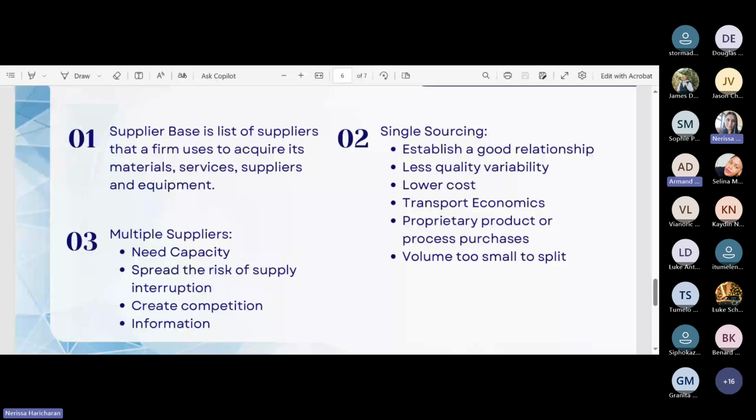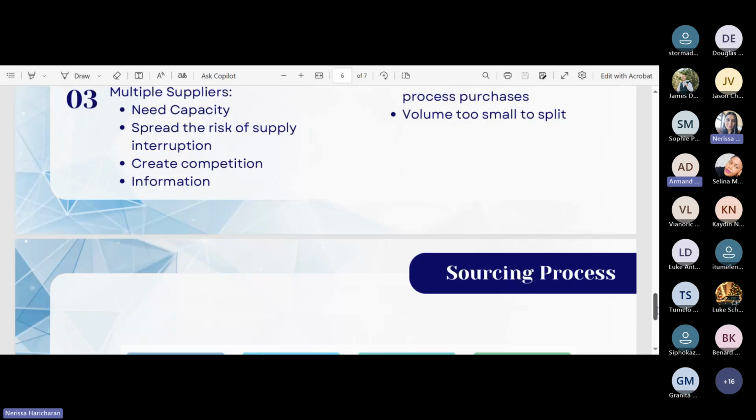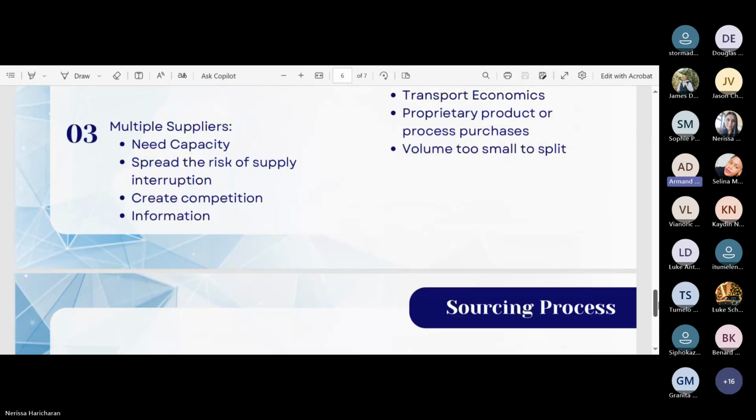Okay, and then we're moving on to our last question. Sorry. Yes. On the cost saving of a single supplier, can't that play a role in multiple suppliers as well? Because creating competition, the end goal is to get a cheaper price.